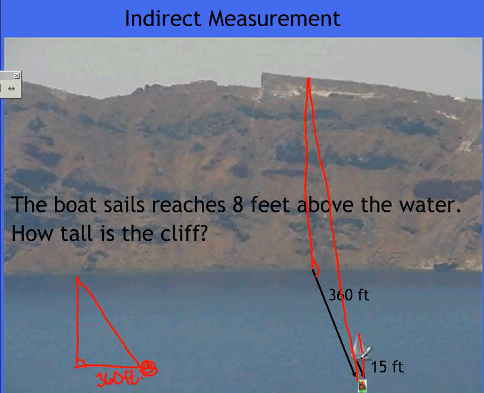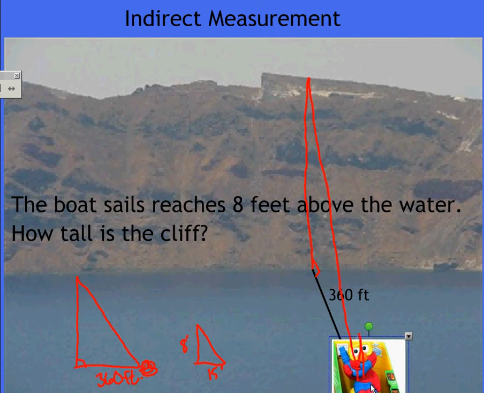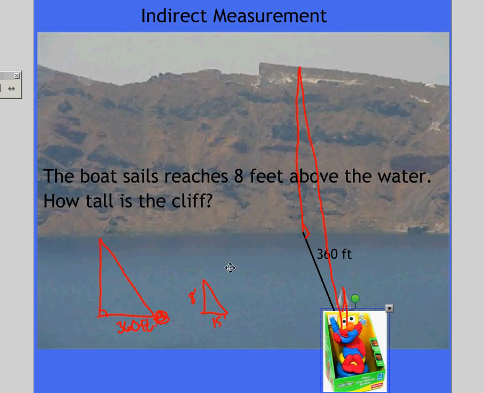The sailboat here actually casts a shadow as well, or it's actually 15 feet away from this object. So they say the sails are, let's see, this is 15 feet. Sails reach 8 feet above the water. And the object we have down here is, in fact, Elmo in the water.